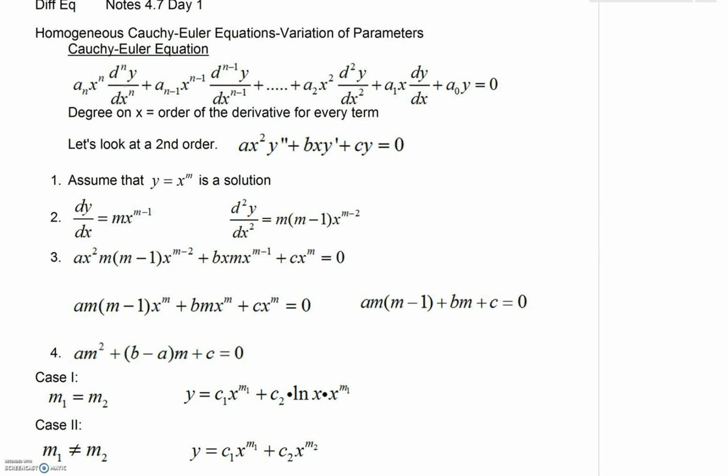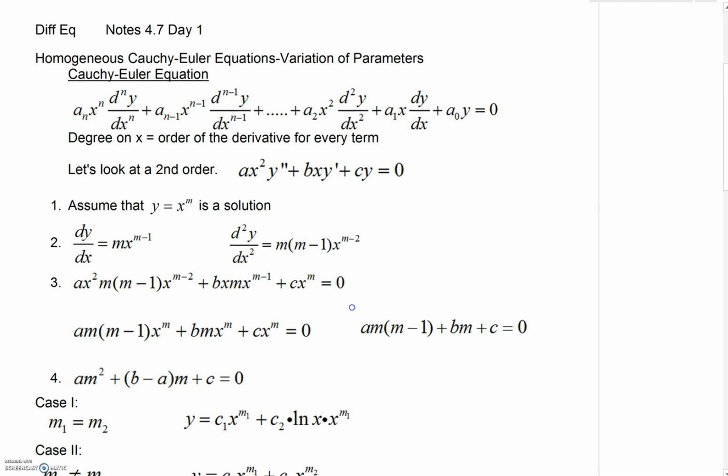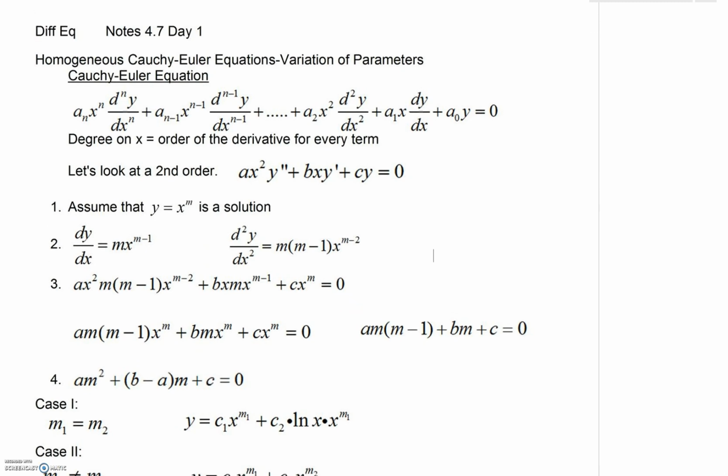Differential equations, we're in section 4.7, the last section of chapter 4 for us, but we're going to spend several days on it. Day 1, we're looking at homogeneous Cauchy Euler equations. Our right-hand side of our differential equation will be 0 today. But you very well could be asking, what is a Cauchy Euler differential equation? And how do we go about solving them?